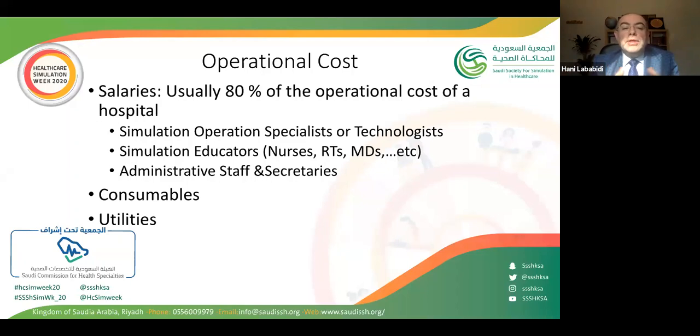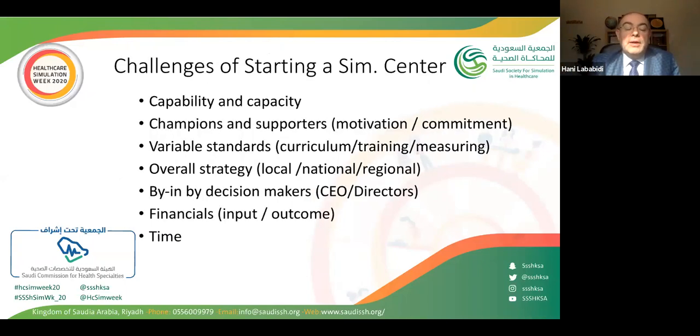Now, I didn't put here the equipment that you need to purchase on a regular basis. You can put it under consumables because you consume equipment, and this varies depending on your need and the size of your center. Now, what are the challenges of starting a simulation center? There are too many, but this is just a short list of about 7 items.